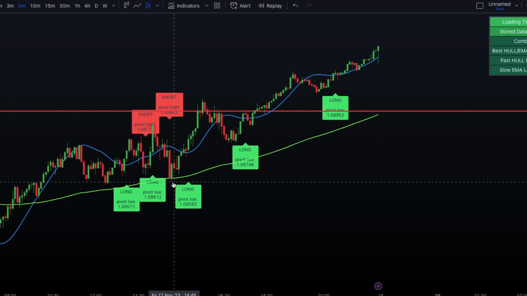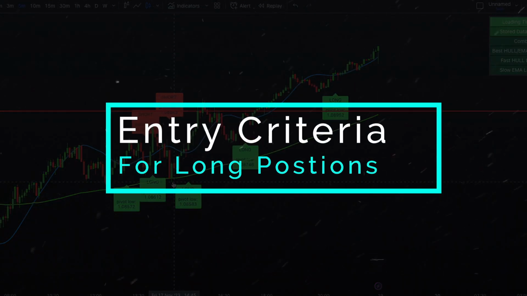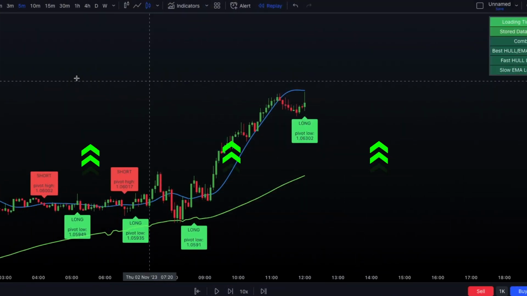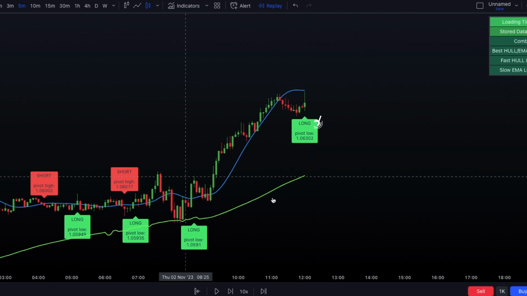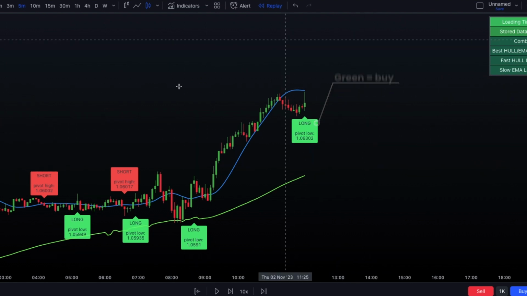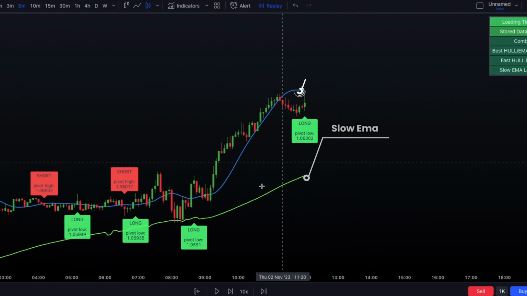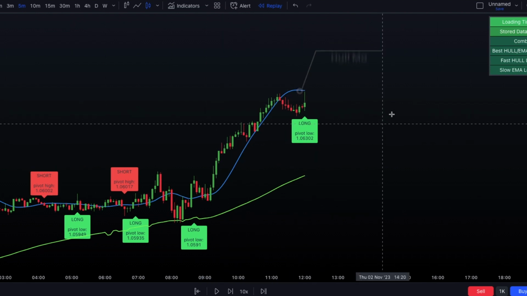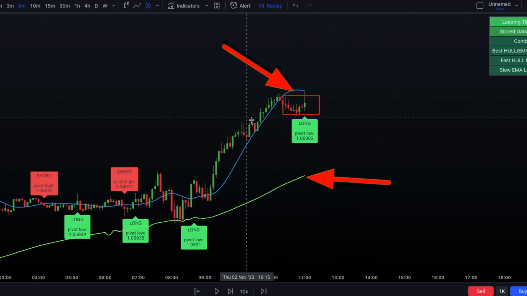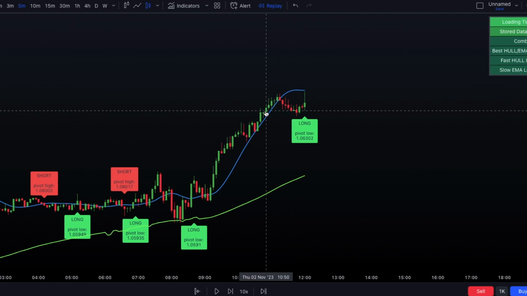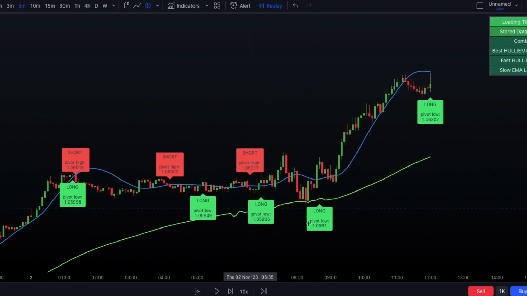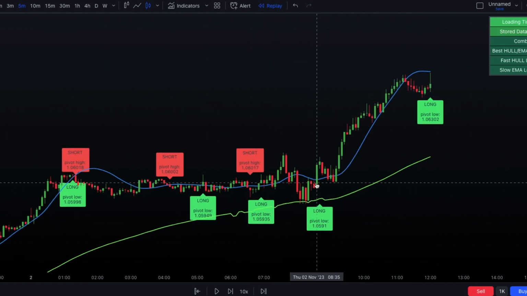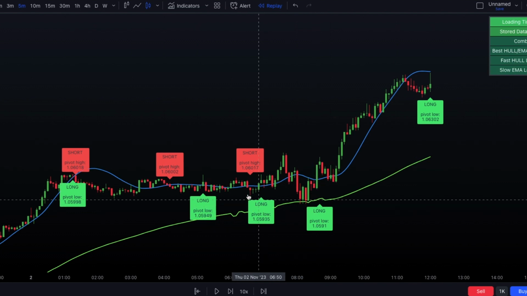And we're set up. Now let's break down the entry criteria when looking for longs. Okay, so when looking for longs, these three things need to be met. First, you need a new long signal printed. Secondly, the slow EMA needs to be below the Hull MA. And finally, the candles must close in between both the moving averages. As you can see here, we had loads of long signals printed, but they were all outside the Hull MA, which means they're all invalid trades.